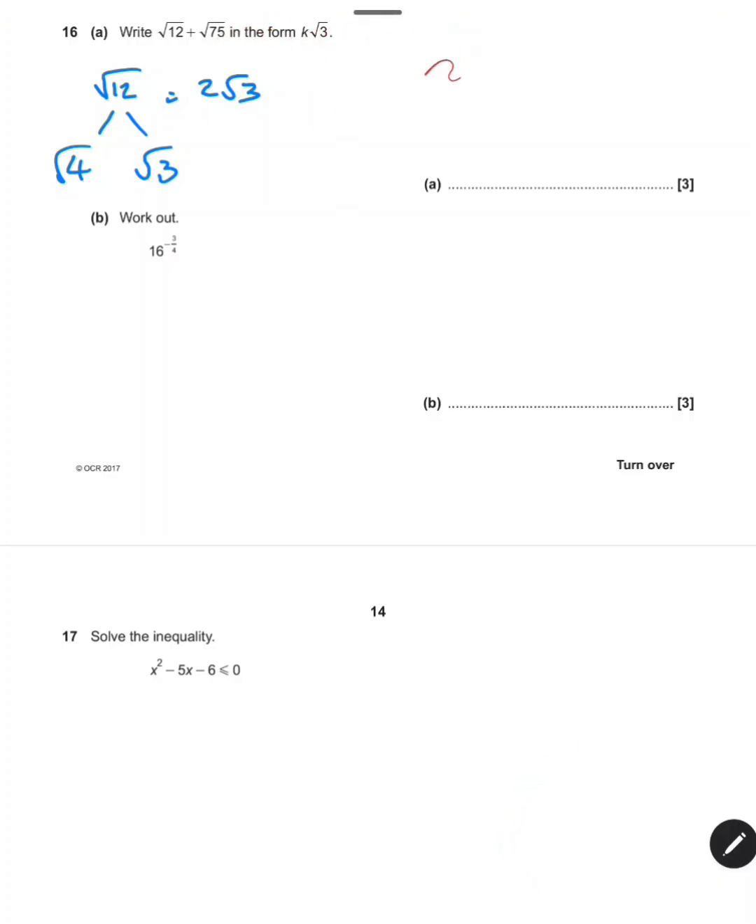We'll do the same for root 75, which is root 25, root 3. Root 25 is 5, so root 25, root 3 becomes 5 root 3. And we're adding these together, so you've got 2 root 3's added to 5 root 3's. You've got 7 root 3's.